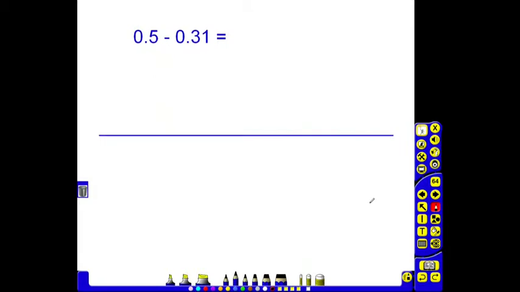In this example, the children could use a number line, and they would be encouraged to decide whether or not to count back or to count forward on a number line. As 0.31 is quite close to 0.5, I would choose the counting forward method, and I would put the smallest number first, which is 0.31, and the largest number last, which is 0.5.